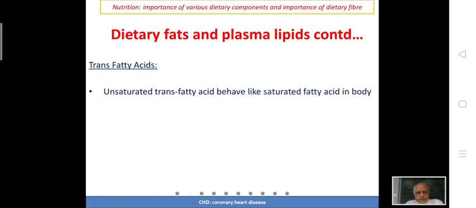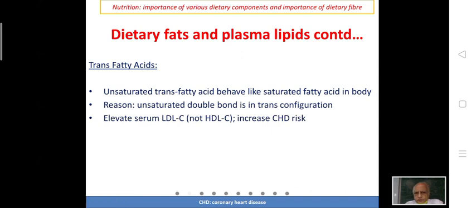And now something about the trans fatty acids. We listen quite often around us, and in the literature also we find that trans fatty acids are not good for the health. Why are they not good? Because they are also unsaturated and they could be useful, but they are not useful, for the reason that unsaturated fatty acids behave like saturated fatty acids in the body. And the reason is that the double bond is in trans configuration. Cis configuration is okay for the body, but trans configuration is not. You will see it in the book. You can read in the book how trans and cis are different.